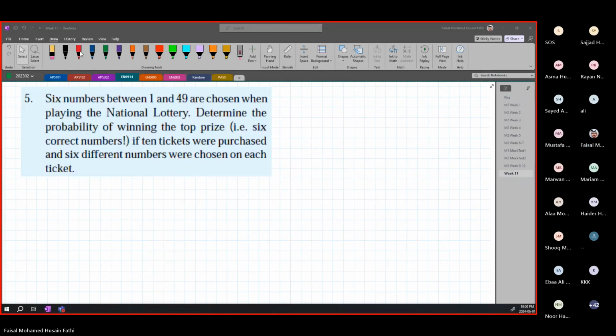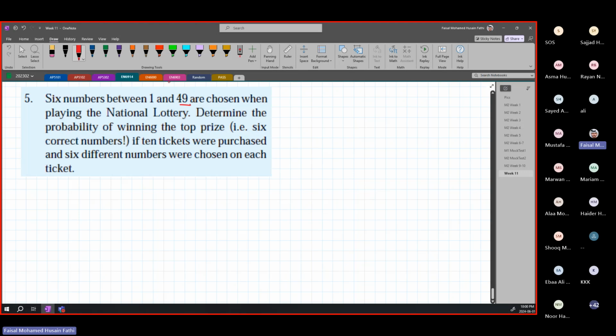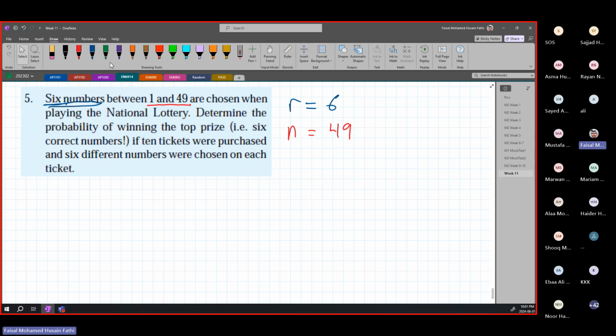So here, how many numbers do we have? What is our n? We have 6 numbers between 1 and 49. Okay. The 6 is our r. r is equal to 6. And between 1 and 49, these are the choices you can have for these 6 numbers. So n is equal to 49 different numbers. All right, 1, 2, 3, 4, 5, 6, 7, 8, whatever. So in other words, it's as if you have 6 digits.